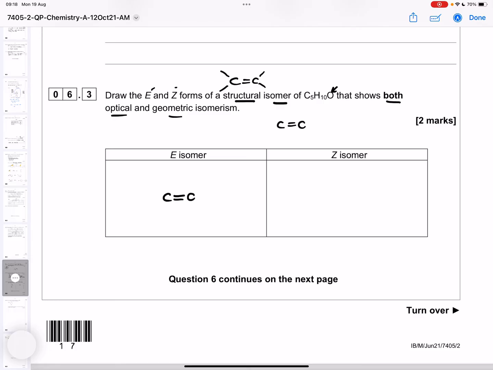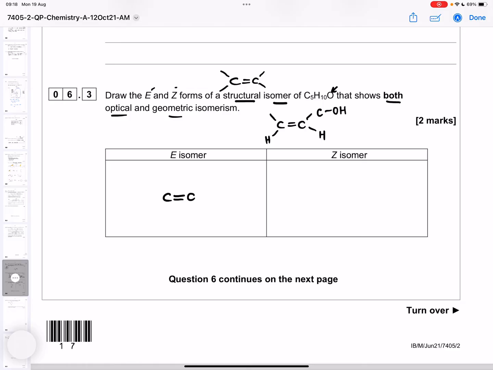So let's have a think. So one of these has to be a hydrogen. Let's make one of these a hydrogen as well. And then we've got 5 carbons altogether. But we need also to have a chiral carbon, and we need to have an alcohol group. So say we put a carbon here. This carbon, we can try to make it chiral. So we're going to have 4 different groups.